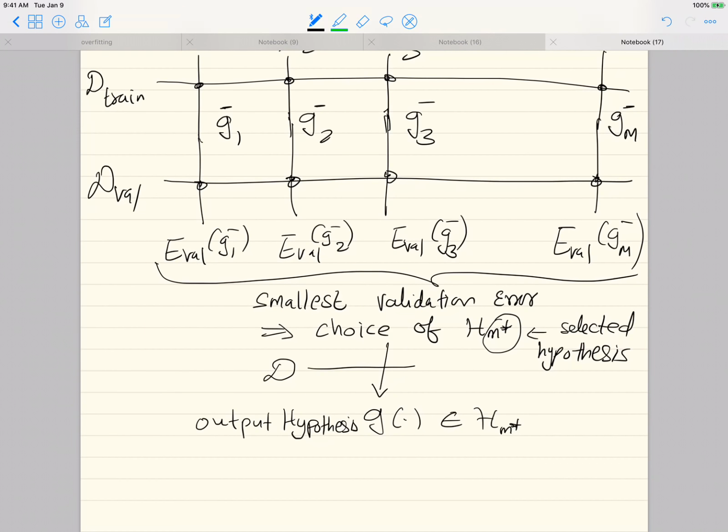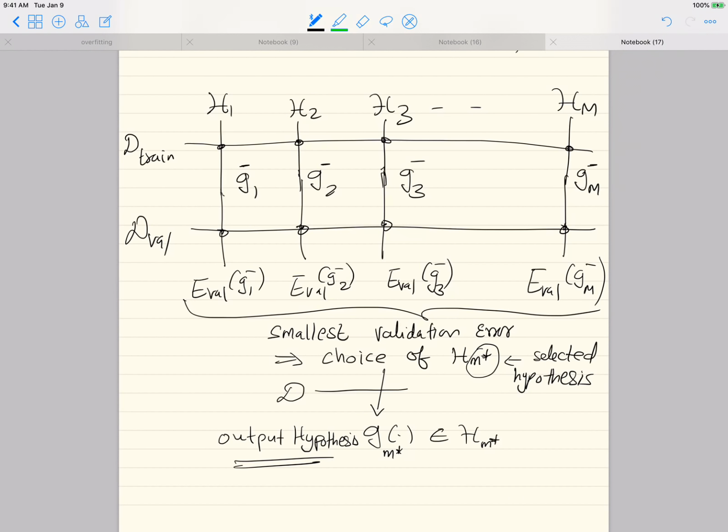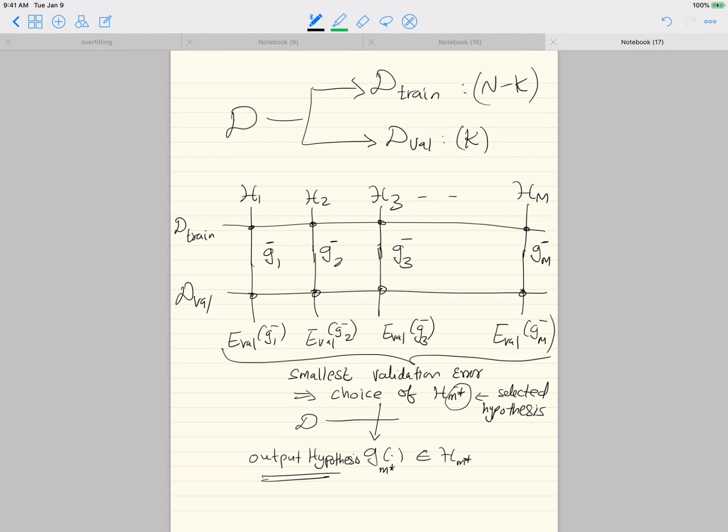So we'll call it G sub M star because it's from the hypothesis class M star. And this will be our final output. Is this clear?